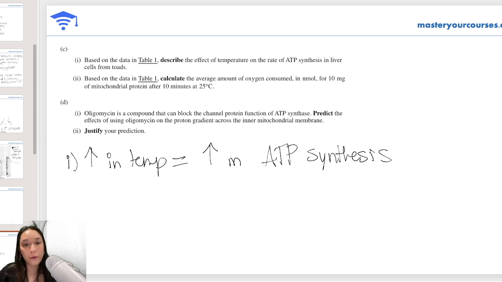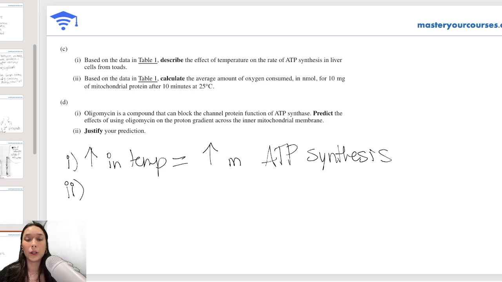Okay, and then for number 2, it says, based on the data in table 1, calculate the average amount of oxygen consumed in nanomoles for 10 milligrams of mitochondrial protein after 10 minutes at 25 degrees Celsius. So I've seen a couple different answers for this one. I'll put what I personally think the answer is. However, I would obviously wait until the actual marking scheme comes out.